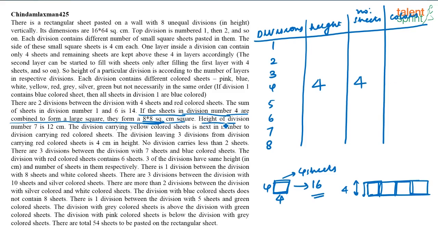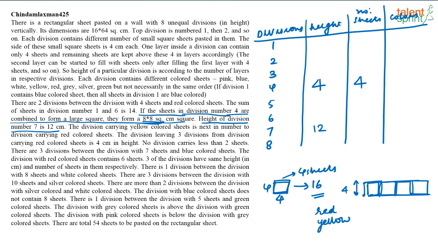Then next it is given that the height of division number 7 is 12 centimeter. Then the division carrying yellow colored sheets is next in number to the division carrying red colored sheets. So if I have red, just below that yellow will come. I don't know where to use it. Let's leave it there. The division leaving 3 divisions from the division carrying red colored sheets is 4 centimeters in height.